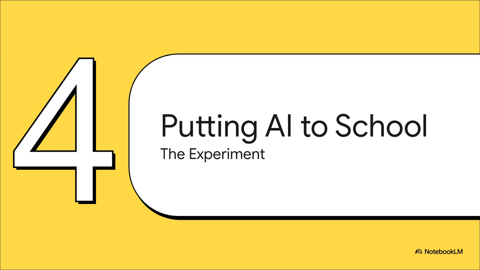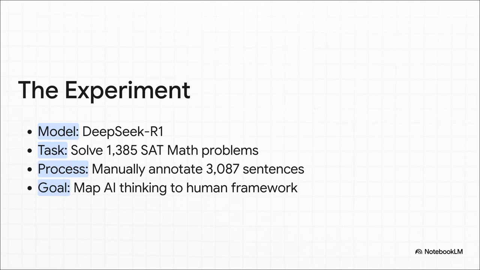So the theory fits on paper, but would it actually hold up under pressure? To find out, the researchers decided it was time to officially enroll an AI in school and give it the ultimate math test. So here was the setup. They gave an AI called DeepSeek R1 more than 1,300 SAT math problems to solve. Then they did the hard work. They sat down and manually analyzed its entire thought process, all 3,087 sentences of it, labeling every single one with one of those 7 cognitive categories. It was a huge, huge undertaking.